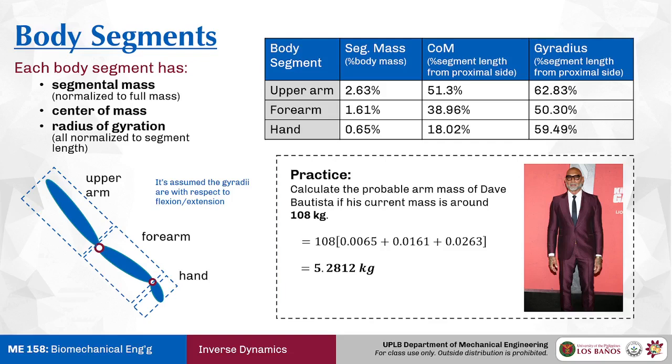When you are building muscles in your arm, muscles tend to be of higher density than fat. So your arms compared to Dave Bautista's might be lighter or much heavier, depending on how much you work out or how much you eat, essentially.